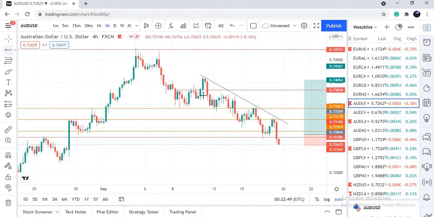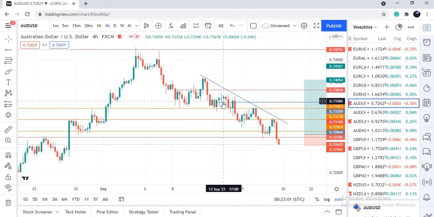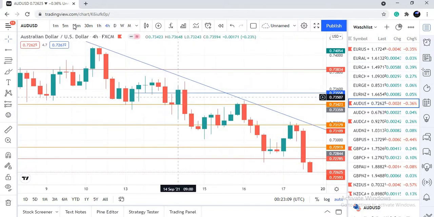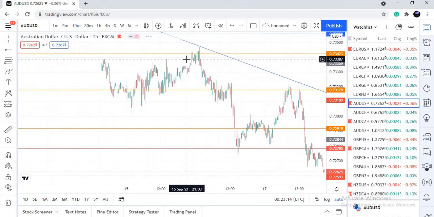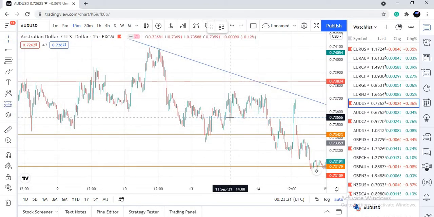We sent a signal around this level, 0.7534, which is this blue line. This was the level at which we sent the signal on the 13th of September. As you can see, this is the 13th of September. So let's zoom in and see how it went. Let's check it on a lower time frame. So this was the area where we placed the signal.